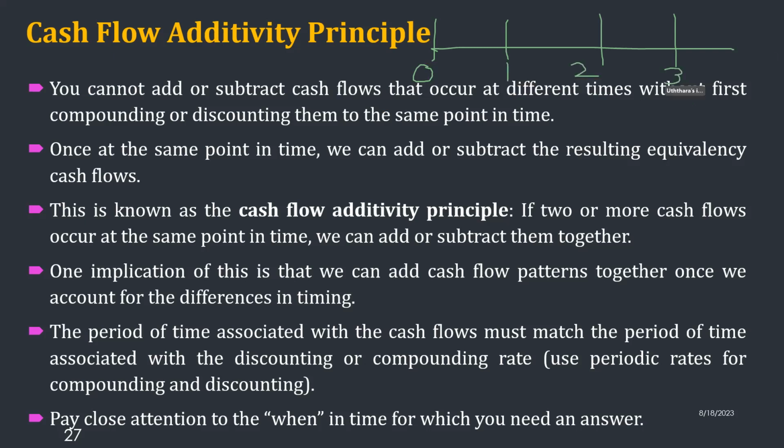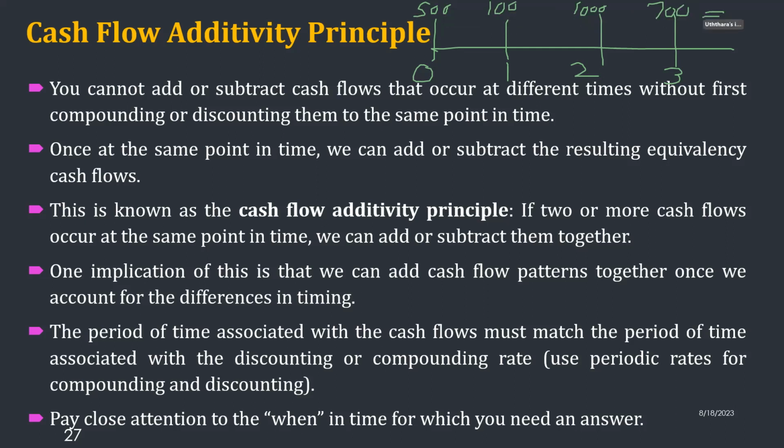So you can get cash flows in different time periods, right? In today's time period, you can have 500. In year 1, you can have 100. And in year 2, you can have 1,000. And in year 3, you can have 700. However, in time value of money, you cannot add these things, right? You cannot add these things.